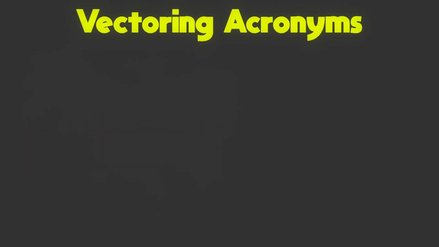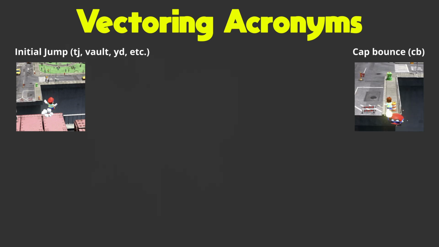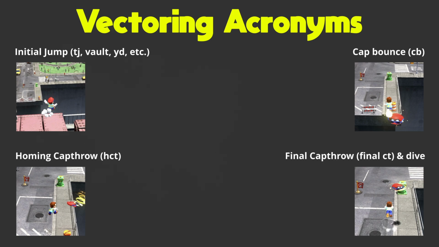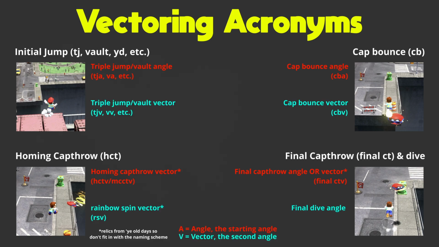Now, let's go over some key terms and acronyms related to vectoring. A jump is typically broken down into 4 parts: the initial jump, like a triple jump or vault, the cap bounce, the homing cap throw, which includes the rainbow spin, and the final cap throw plus dive. Each part has 2 key angles. The starting angle that you begin each action with is simply referred to as angle in acronyms and is represented by an A. The direction you switch to during the action, or the final angle, is referred to as the vector and is represented by a V.